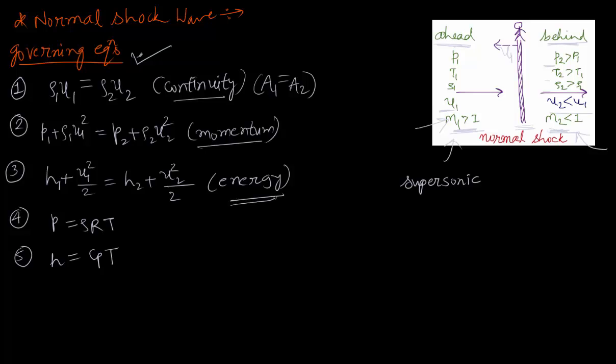Remember that the process will not be isentropic, because whatever is happening inside the normal shock is irreversible. That is why we can assume that the process is adiabatic but not isentropic inside the normal shock wave. This is the equation of state, and the last equation is h equal to cpT, which is true for a calorically perfect gas.